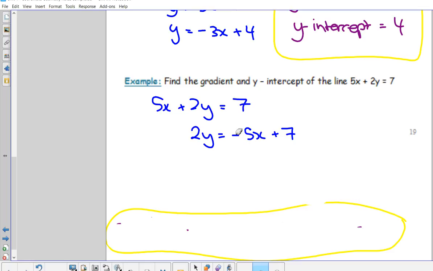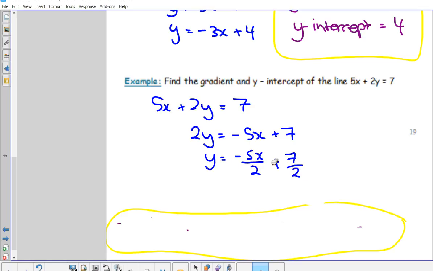Then it's quite easy, just divide both sides by 2. And I'm going to separately divide both terms by 2. It's the same thing as going negative 5x plus 7 over 2, but then you would have to separately break it up anyway. I don't have much space. Negative 5x over 2 plus 7 over 2. We've divided off 2 from both sides.